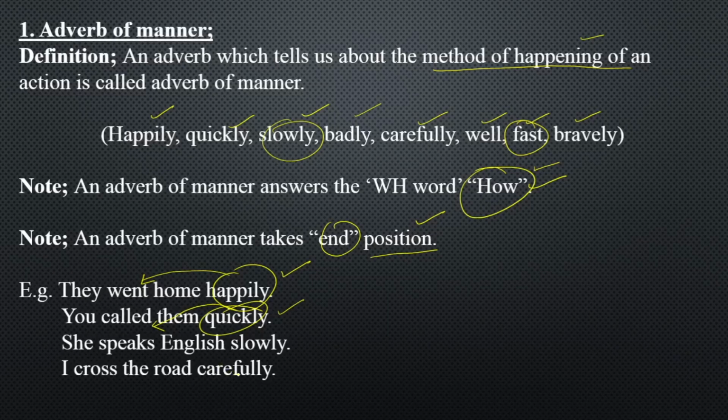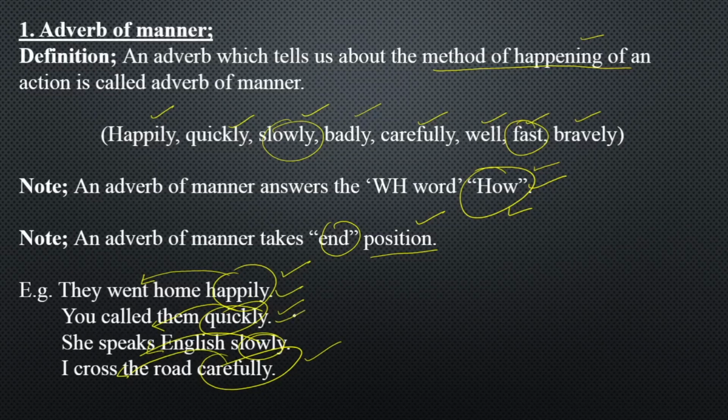She speaks English. How does she speak English? She speaks English slowly. Slowly is adding something in the meaning of the verb and telling us the method of an action. I cross the road. How do I cross the road? I cross the road carefully. So again adding something in the meaning of the verb and telling us the method of an action.